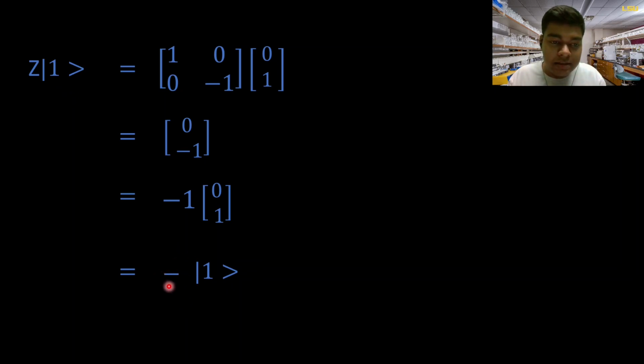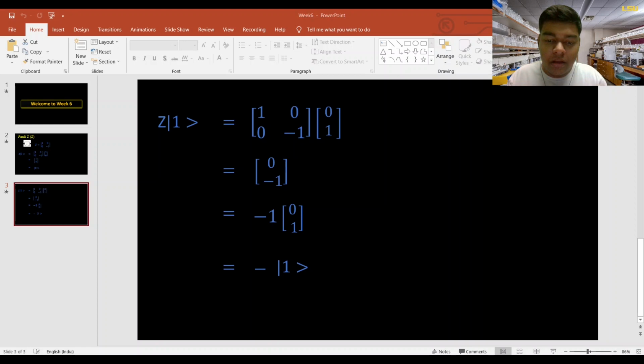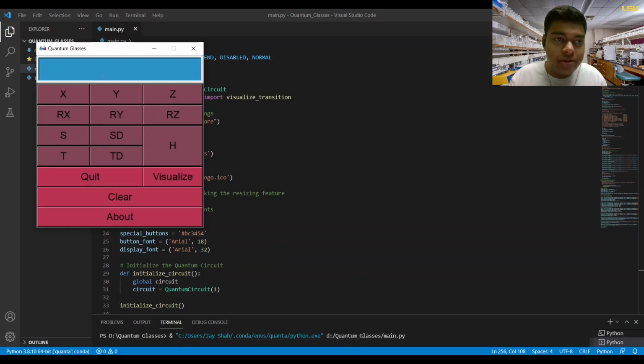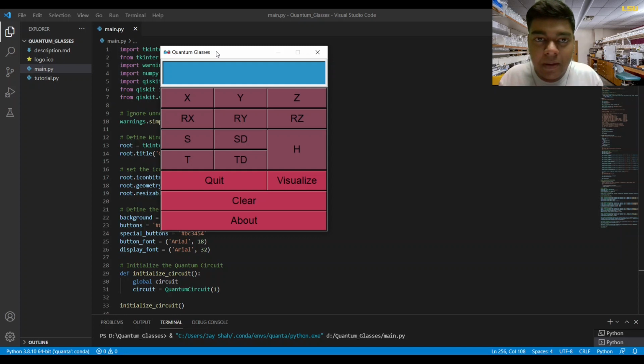Now this sign is a very crucial part, and it relates to the concepts of phase: global phase, relative phase, and phase kickback. But I will go into it sometime later. Today, let's get to the visualization of the Z gate, the Pauli Z gate, using quantum glasses, our tool. If you are new here and you don't know what quantum glasses is, you can check the first video from the playlist, and it will help you get the quantum glasses for yourself.